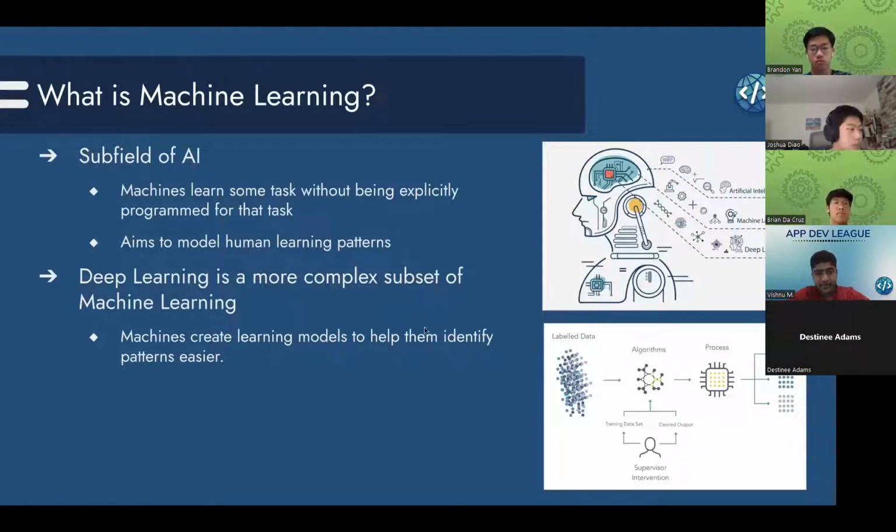Deep learning is a more complex subset of machine learning where machines actually create models that help them identify patterns easier. So it's almost like a machine learning model for machine learning in that sense.